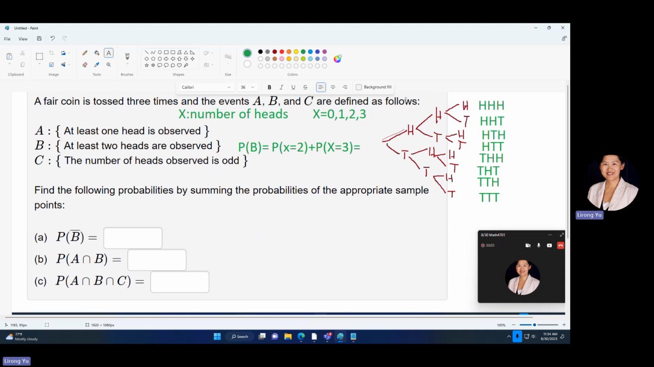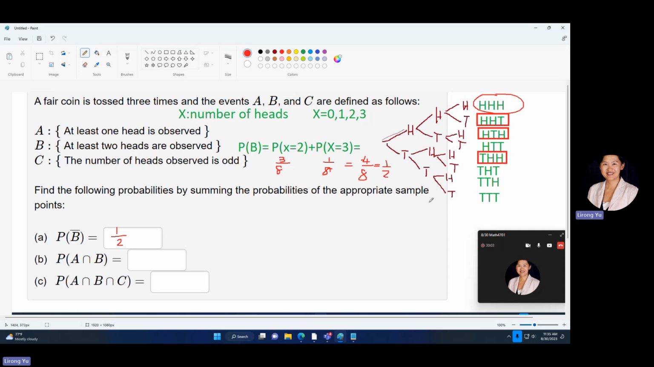You can see how many of them have 2 heads. There's 2 heads here, there's 2 here. This is the probability of having 2 heads, right? So the probability is 3 over 8. X equal to 3 heads is the first one, and that is 1 over 8. So altogether, it should be 4 over 8, which makes it 1/2. So the probability of not B should also be 1/2.